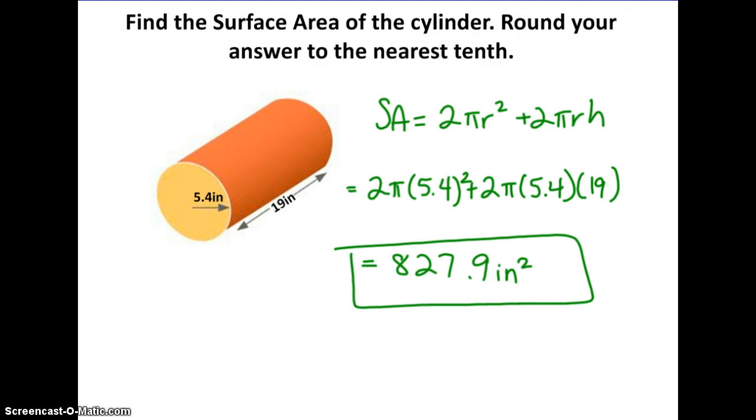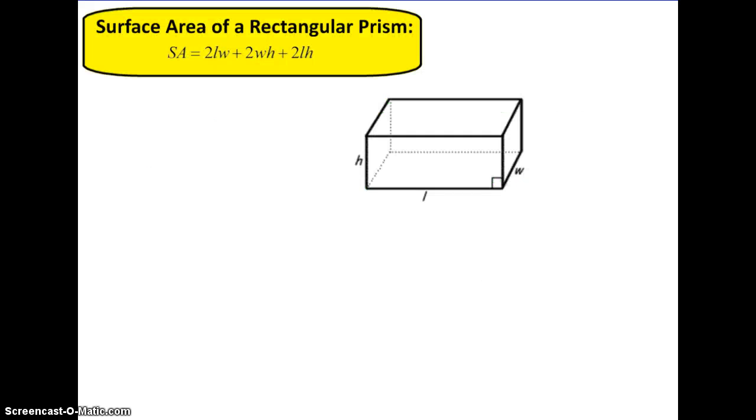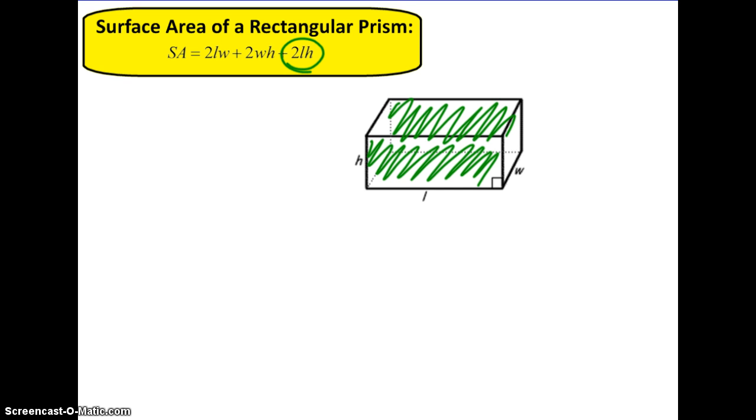Alright, the next thing that we're going to talk about is the surface area of a rectangular prism. What's really cool is that a rectangular prism has 6 sides, each one a different shape. So if we take a look at this first one, this is length times height, and the one in the back is also length times height. That's why we have 2 of those. These on the sides are h times w. That's why we have 2wh. And then on the top and the bottom, we have length times width. So that's why we have 2 length times width.